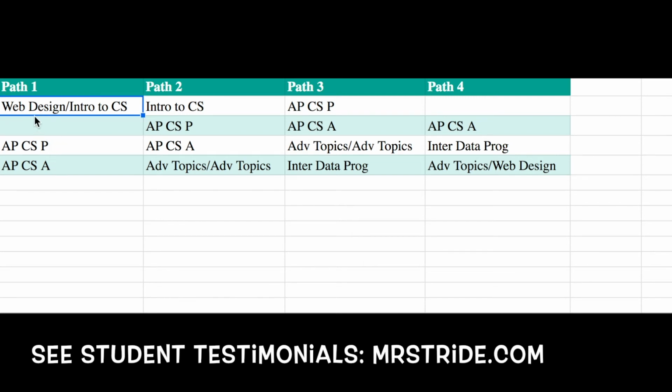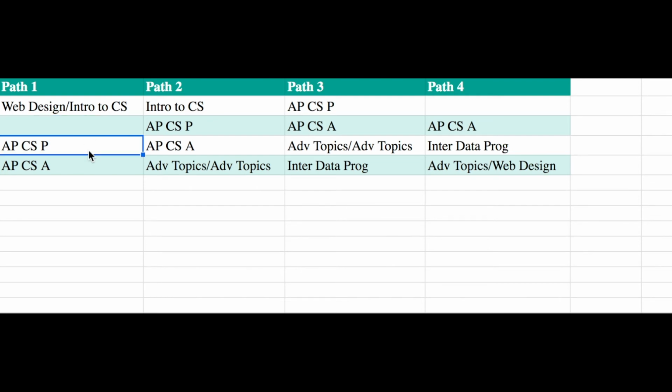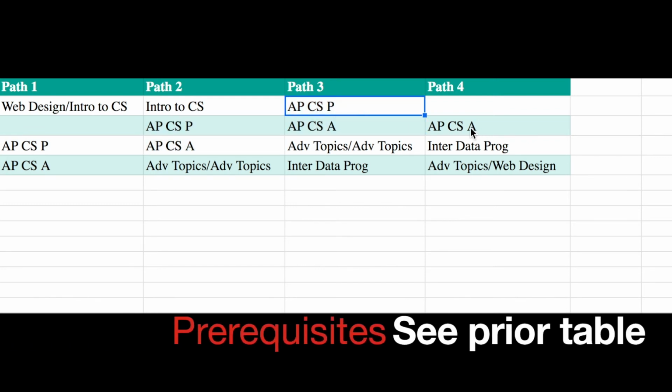So the first thing you could do is take Web Design and Introduction to CS. These are semester-long courses. You could take them back-to-back. And then you could take a year off. And then you could take AP Computer Science Principles, and then AP CSA. The critical thing here to note is AP CSA comes after Principles in every case that you see it. But Principles is not a prerequisite in order to take AP CSA.